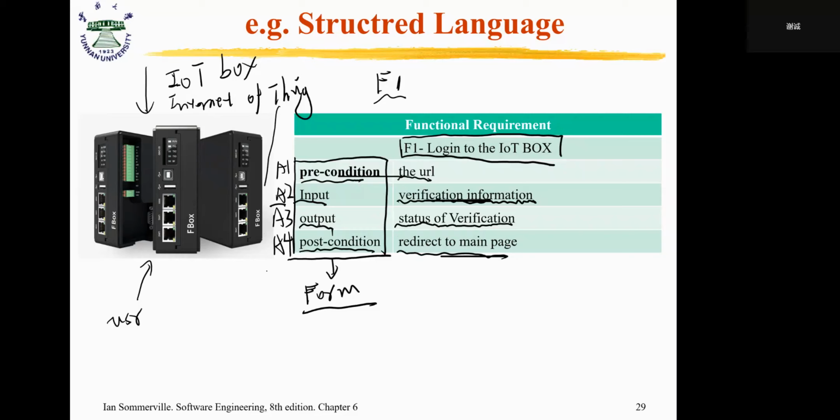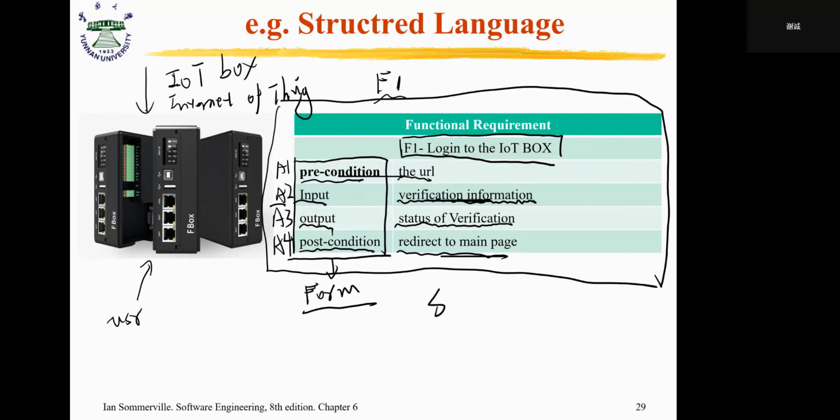Okay, this is a very classical structured language, SL, structured language to describe a functional requirement. Everyone have a look. Do you have any questions? Okay, if no questions, I continue.